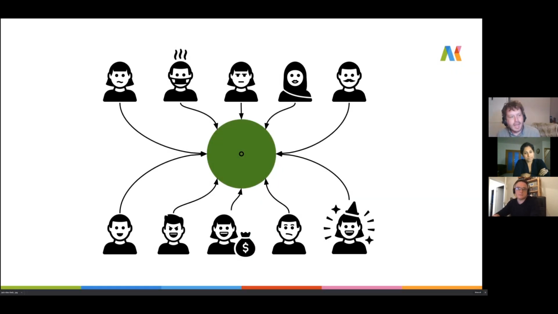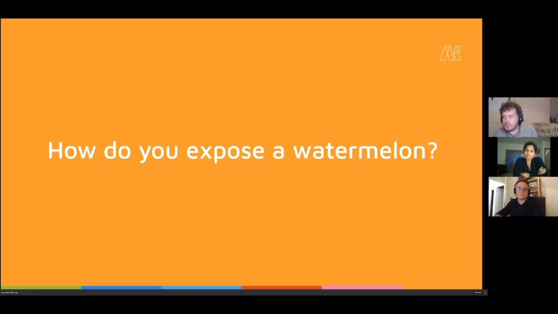And so when you get into a team, you're working with them. What you actually realise is that whilst it looks green on the outside, on the inside, it's actually red. And it's not really a team report, it's a watermelon. So how do you expose a watermelon? I really couldn't think of a better way of phrasing this slide, but how do you expose a watermelon?